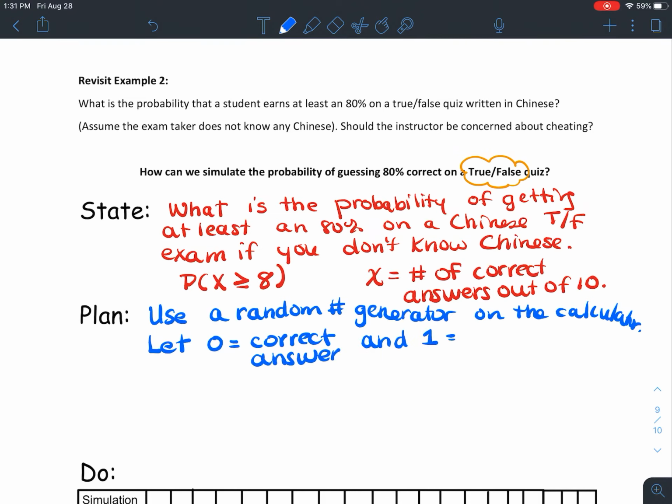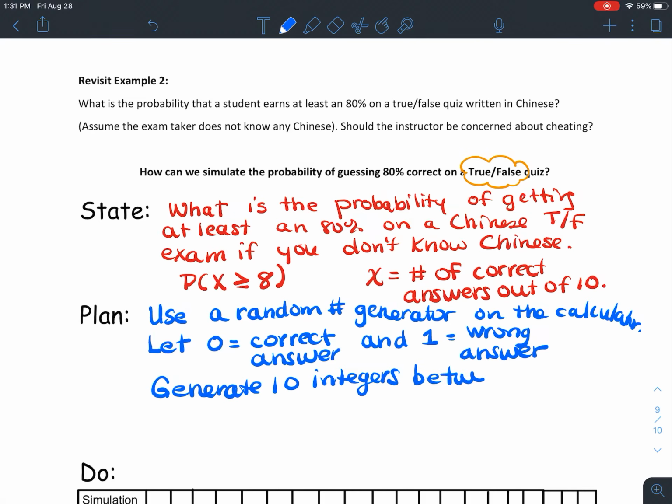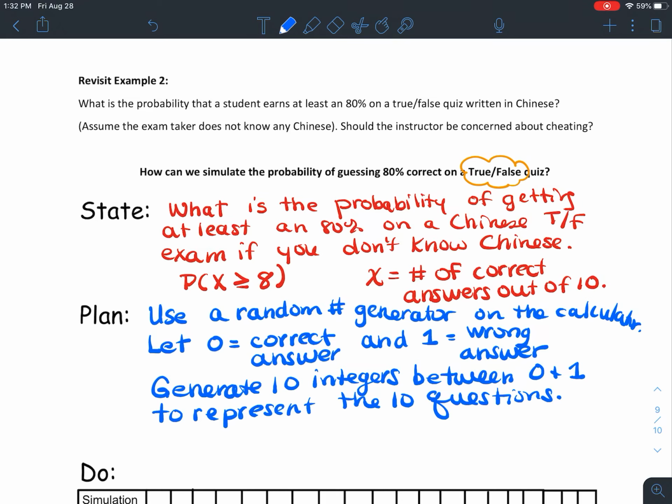So I'm going to let 0 represent a correct answer, and I'll let the number 1 represent a wrong answer. You're either right or you're wrong with your true-false. Then I'm going to generate 10 integers, and these 10 integers are representing the questions. So I'm going to generate 10 integers between 0 and 1. I'm basically only generating zeros and ones, and that will represent the 10 questions. So I'm going to have a series of 10 zeros and ones. What I need to do is record the number of correct answers, which is the number of zeros. That's what I need to record.